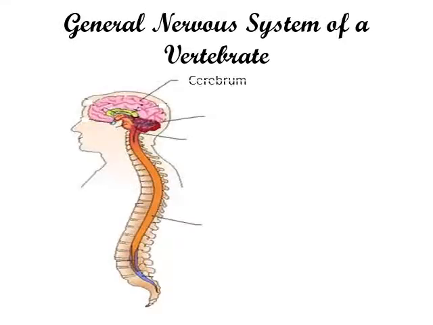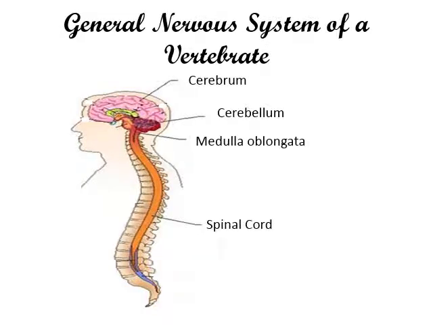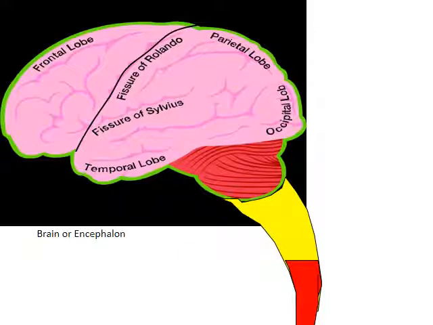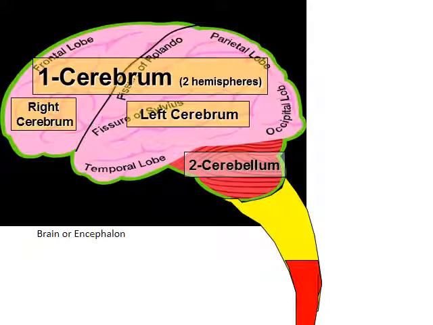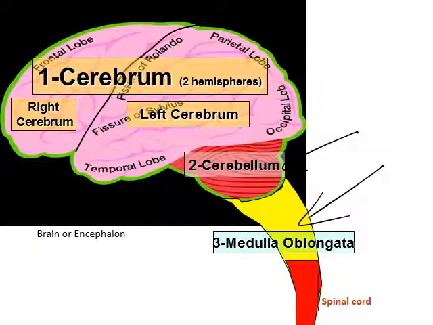Central nervous system of a vertebrate. It includes mainly cerebrum, cerebellum, medulla oblongata, and we have the spinal cord. Cerebrum, cerebellum, and the medulla oblongata represent something known as the brain. Here we have a structure in the brain, or the encephalon, the frontal lobe, the temporal lobe. Cerebrum is composed of two hemispheres, the right cerebrum and the left cerebrum. We have the cerebellum here, and here we have the medulla oblongata. Finally, we reach the spinal cord.